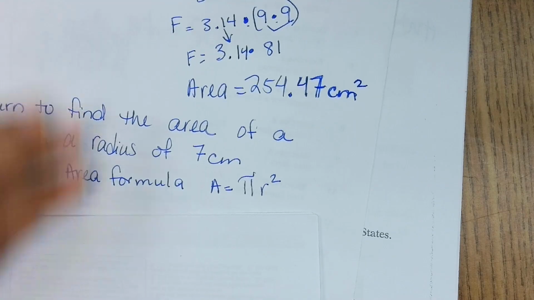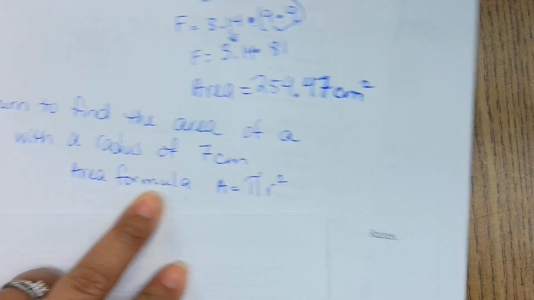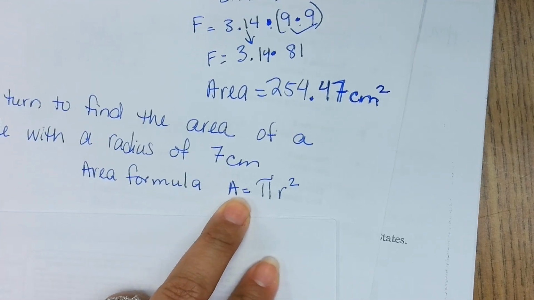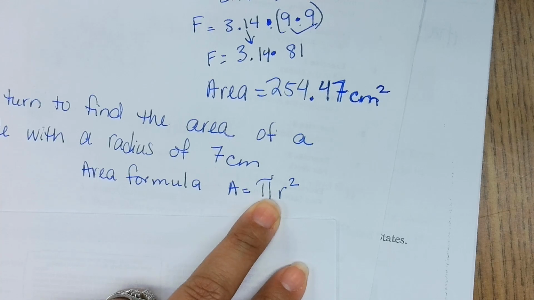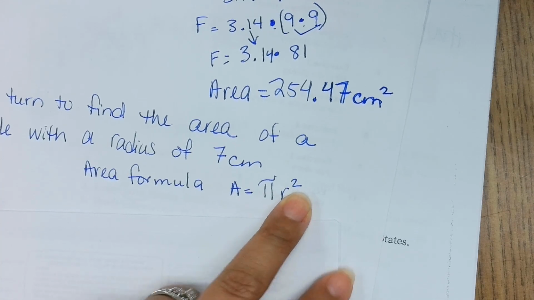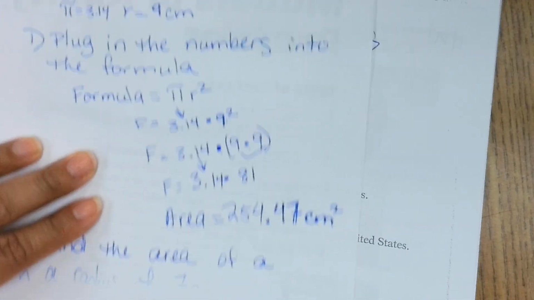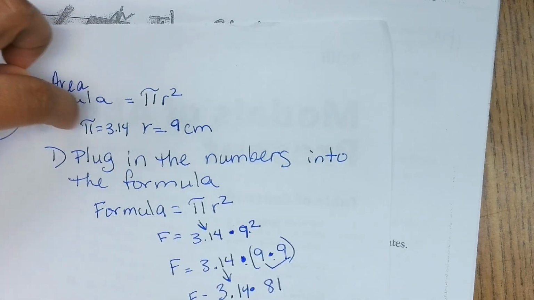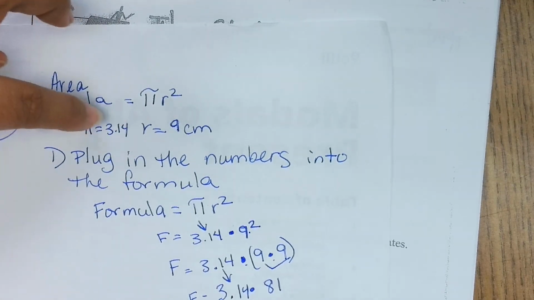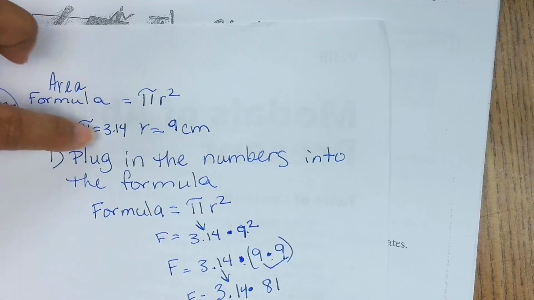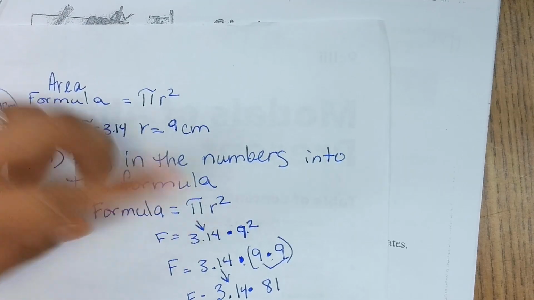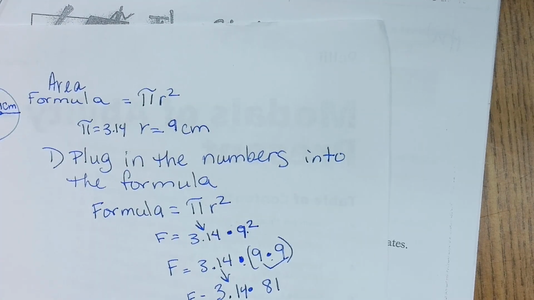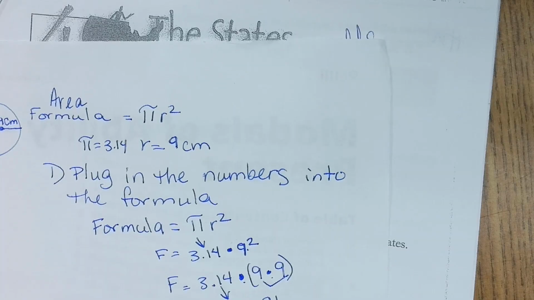Now it is your turn to solve for the area of a circle with a radius of 7 centimeters. Remember, the area formula of a circle is pi times radius squared. All you got to do, remember these steps, is substitute. The first step is to substitute each symbol for a number. Okay, and then you're going to go ahead and do the multiplication and solve your problem.